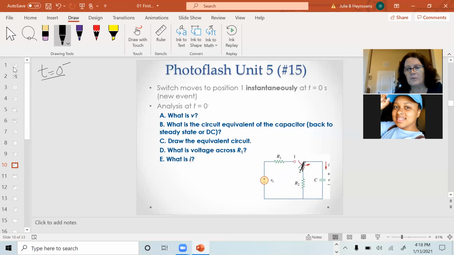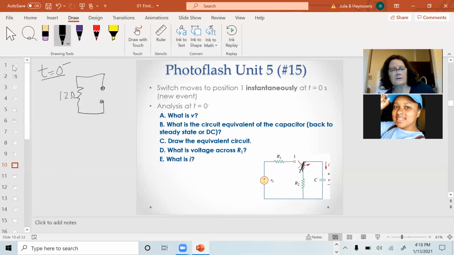So t equals 0 minus, the capacitor's been sitting there a long time. The DC model is an open circuit. Resistor, 12 ohms. There's no energy source in the circuit. There's no path for current to flow. So I can pretty safely say the voltage across the capacitor is right here. My VC of 0 minus in this case is 0 volts. And there's no current flowing.